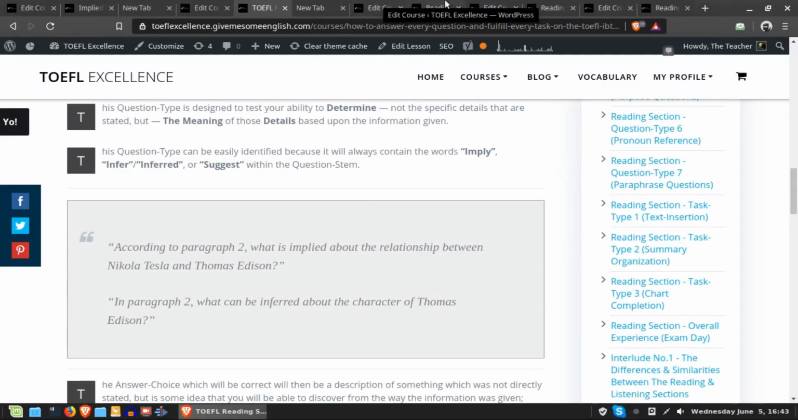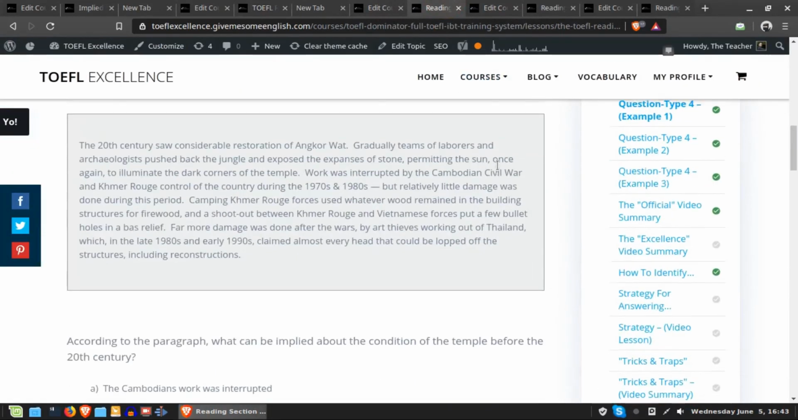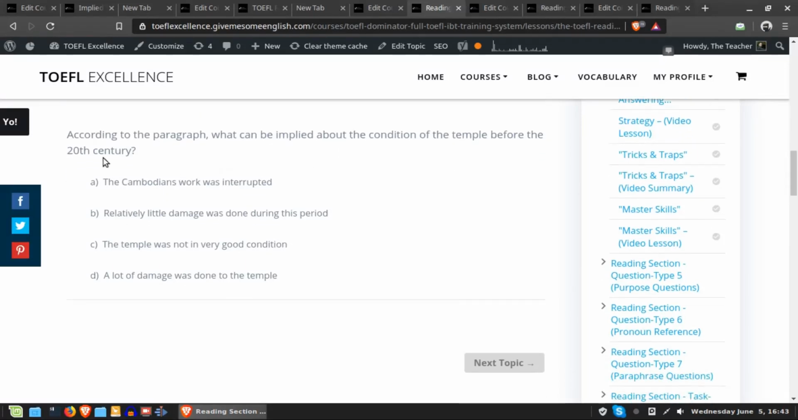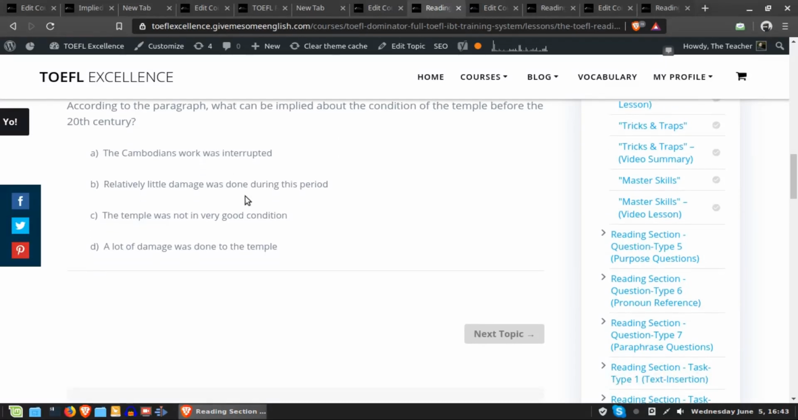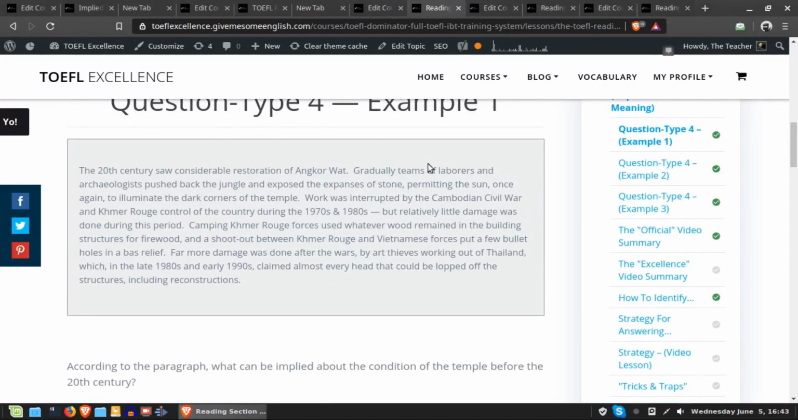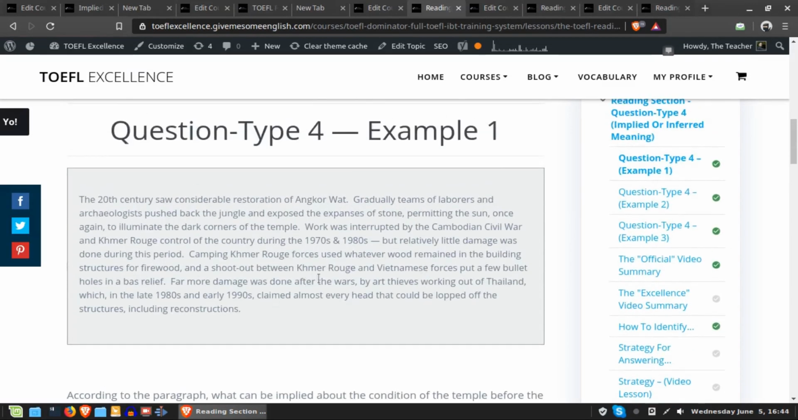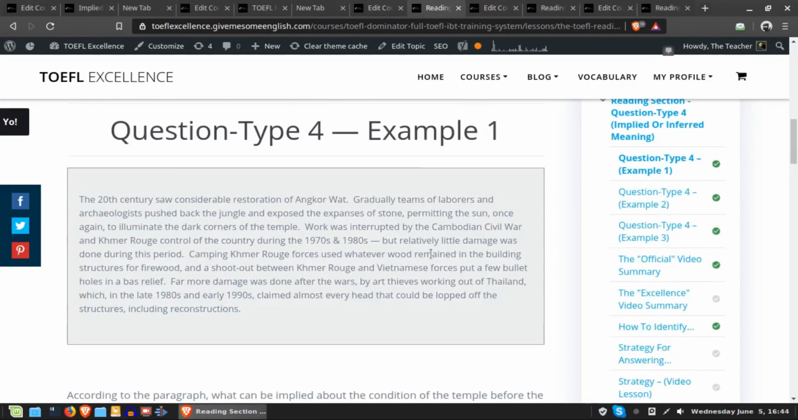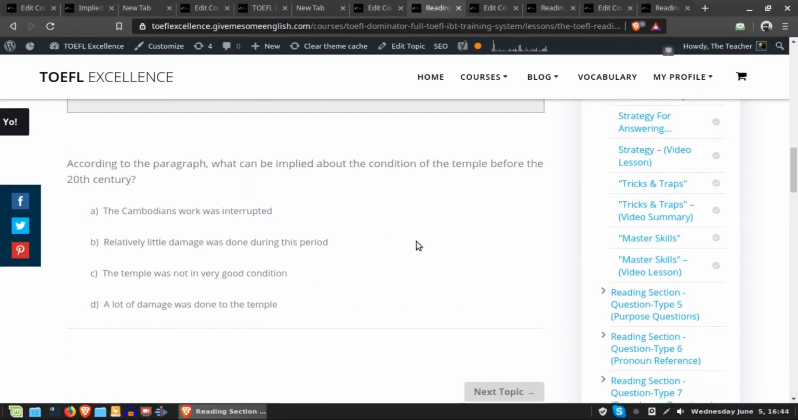And then here, let's take a look at a couple of the examples. It looks basically the same. You have a reading passage. The question stem says, according to the paragraph, what can be implied about the condition of the temple before the 20th century? Now, in the answer choices, this is very similar to the factual information and detail questions in the sense that you will use the answer choices to scan the reading passage to find out if this was true. But with this question, you are not looking for information that was directly stated. That's exactly the point of this question type.